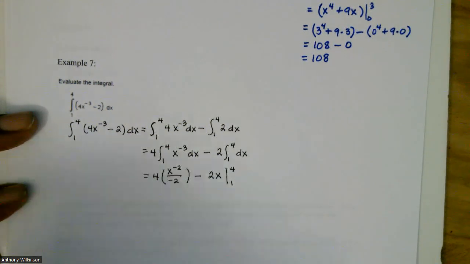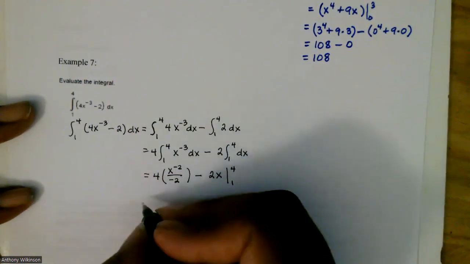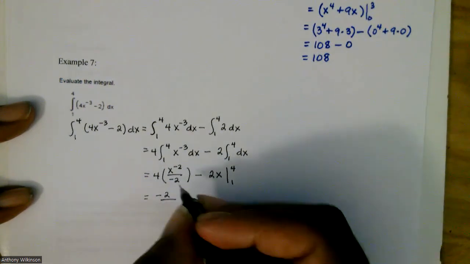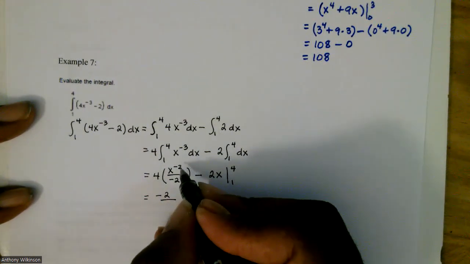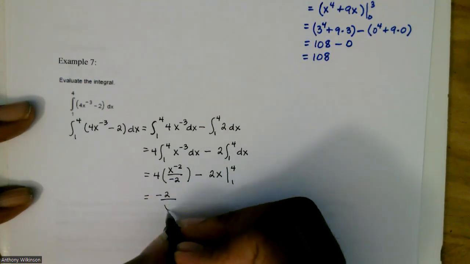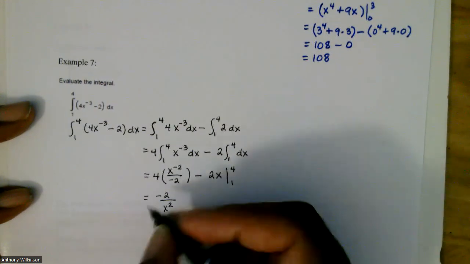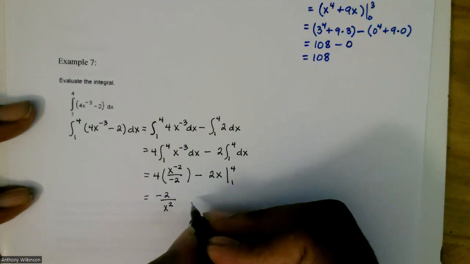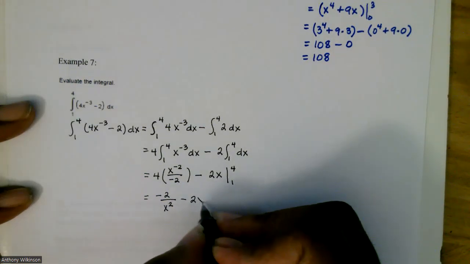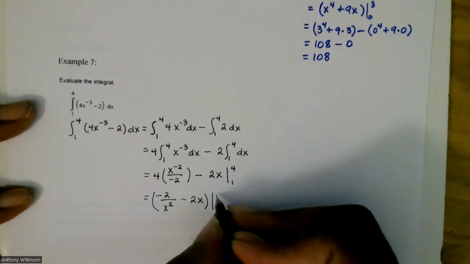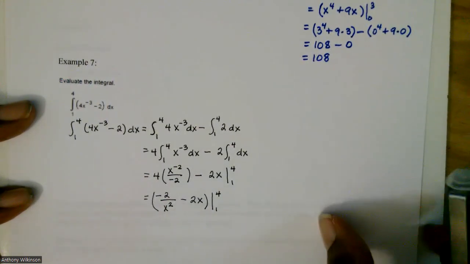So if I simplify this, if I do 4 divided by negative 2, that's going to be negative 2. And I'm also going to do this. X to the negative 2, I'm going to write that using positive exponents with x squared in the denominator. So it'll be negative 2 over x squared minus 2x. And this expression would be from 1 to 4.